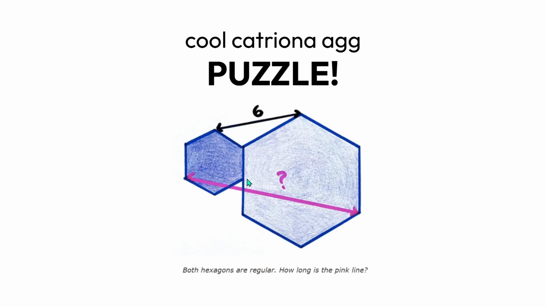Both of these hexagons are regular. How long is this pink line? And all we know is that this length is 6.